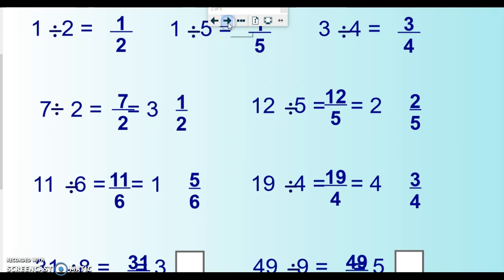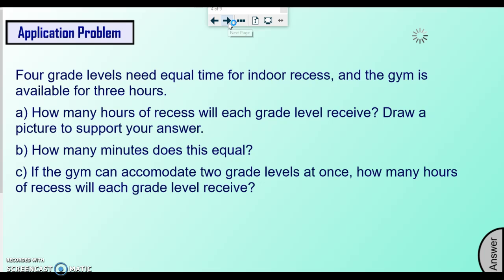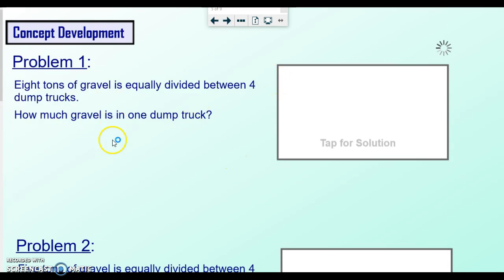All right, friends, I'm going to go ahead and get started with today's. I'm going to move over. I don't want to do that one, and this is going to give us today's.